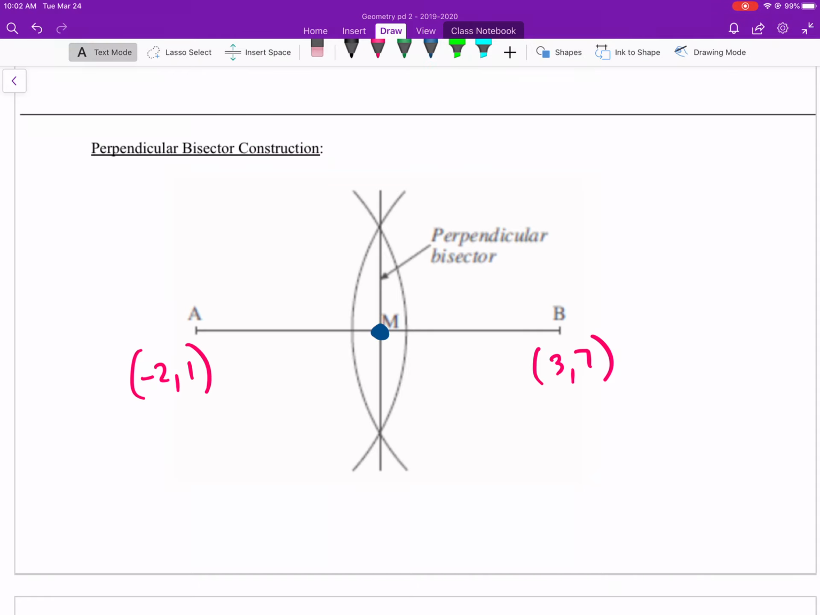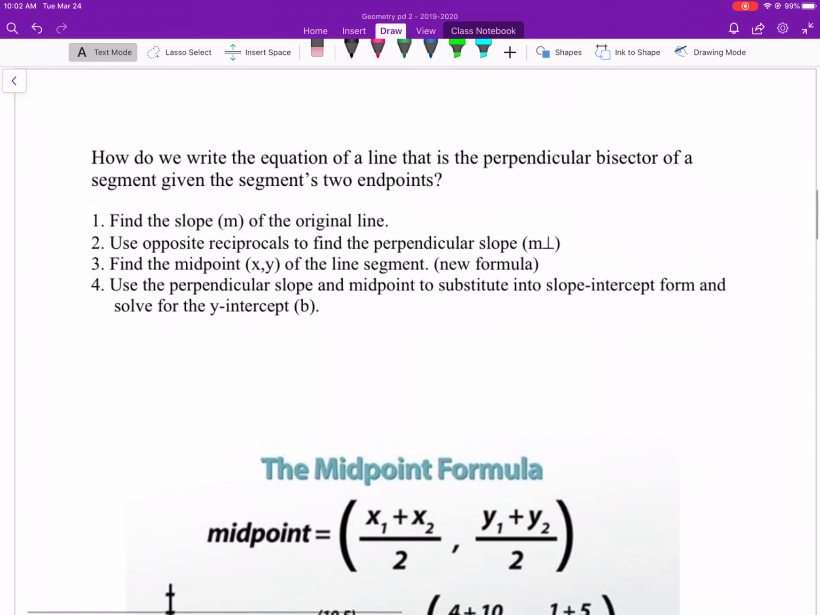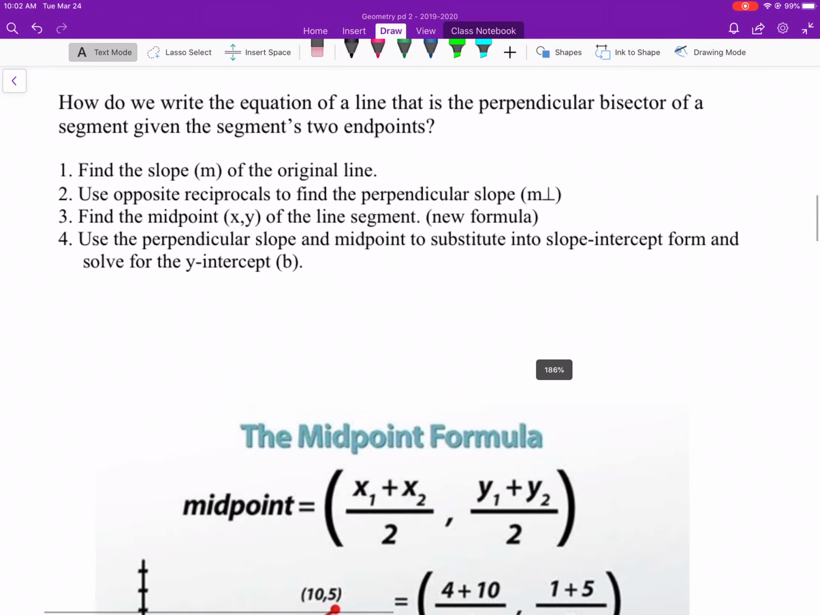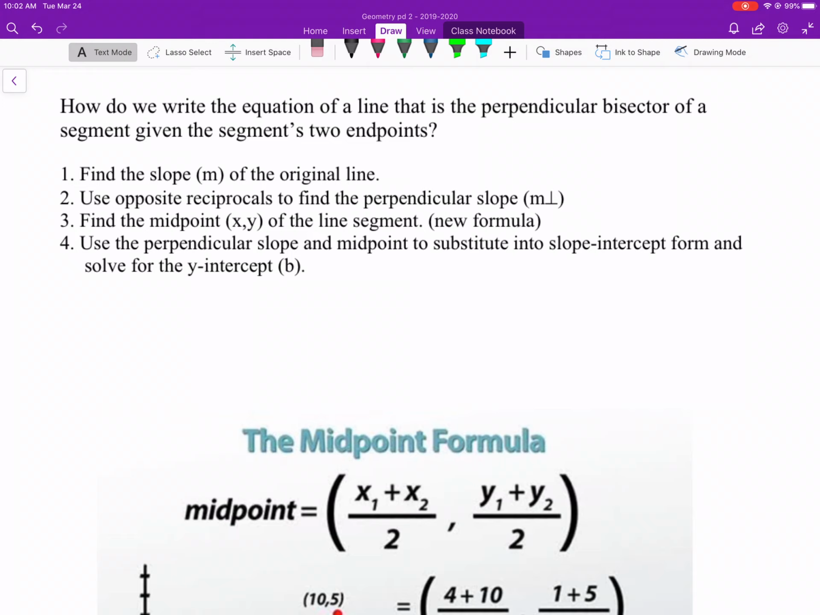So let's take a look. How do we actually find the midpoint? Now I've outlined some steps above. How do we write the equation of a line that's the perpendicular bisector of a given segment, given the segment's two endpoints?